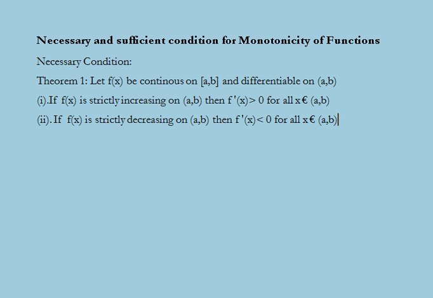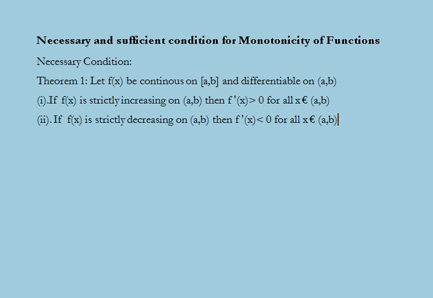Next, we are going to discuss the necessary and sufficient conditions for monotonicity of functions. In this section, we intend to see how we can use the derivative of a function to determine where it is increasing and where it is decreasing. For this, we have the first theorem: let f(x) be a continuous function on interval [a, b] and differentiable on open interval (a, b). Now if f(x) is strictly increasing on interval (a, b), then the derivative of the function, f'(x), is greater than 0 for all x belonging to interval (a, b).